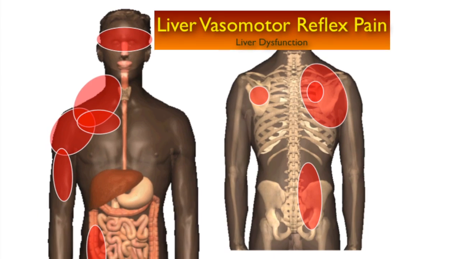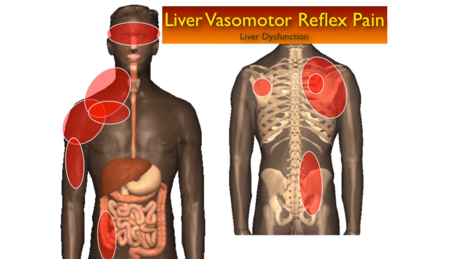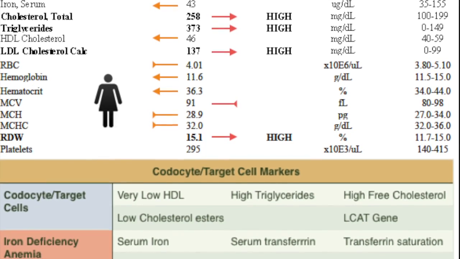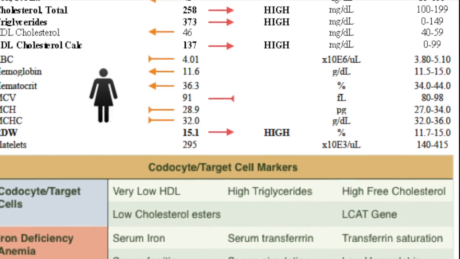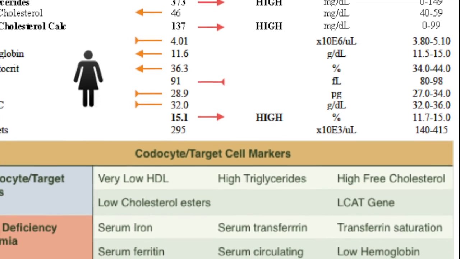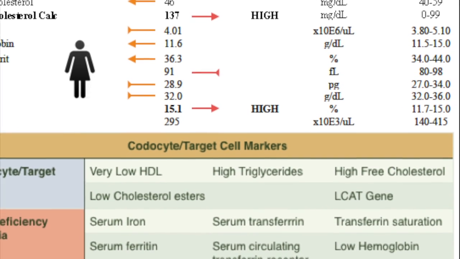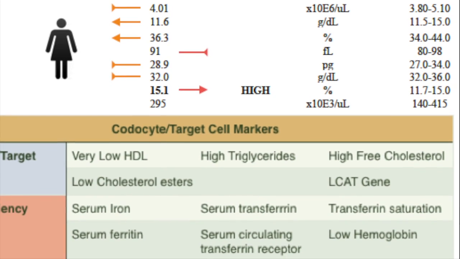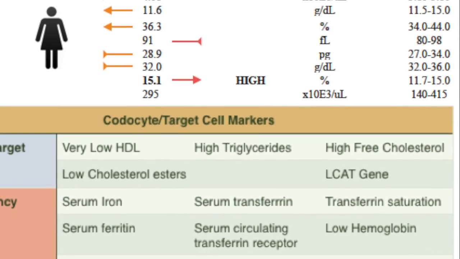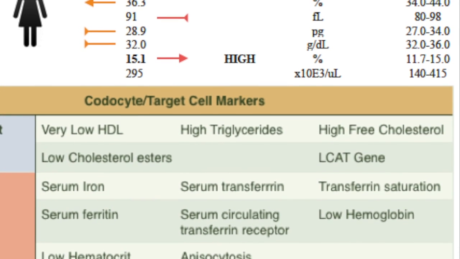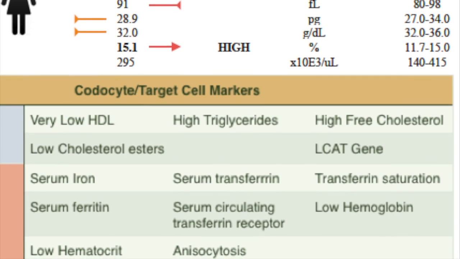Patients with possible target cells present have very low HDL cholesterol and high triglyceride levels, high free cholesterol, and low cholesterol ester levels combined with low hematocrit and hemoglobin. Cholesterol and cholesterol esters are more similar than they are different. However, when considering their similarities, several distinctions begin to arise.